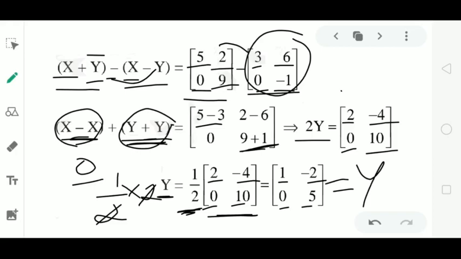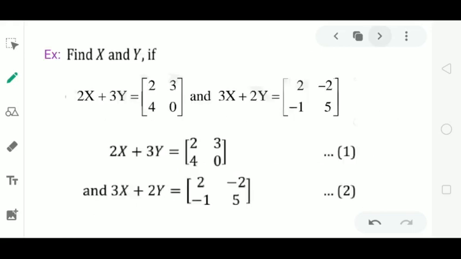In this way, we can find the unknown matrices x and y if we know the matrices x plus y and x minus y. Next example, find matrices x and y. If 2x plus 3y is this matrix containing elements 2, 3, 4, 0, and 3x plus 2y is a matrix containing elements 2, minus 2, minus 1, 5.